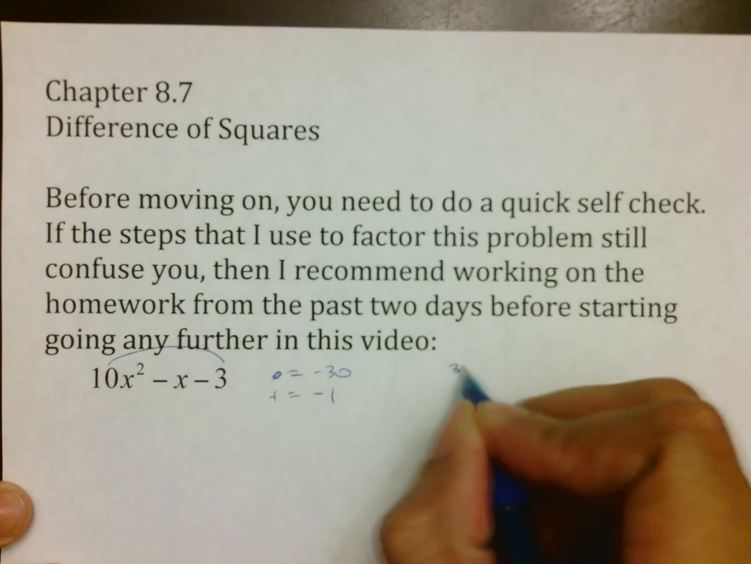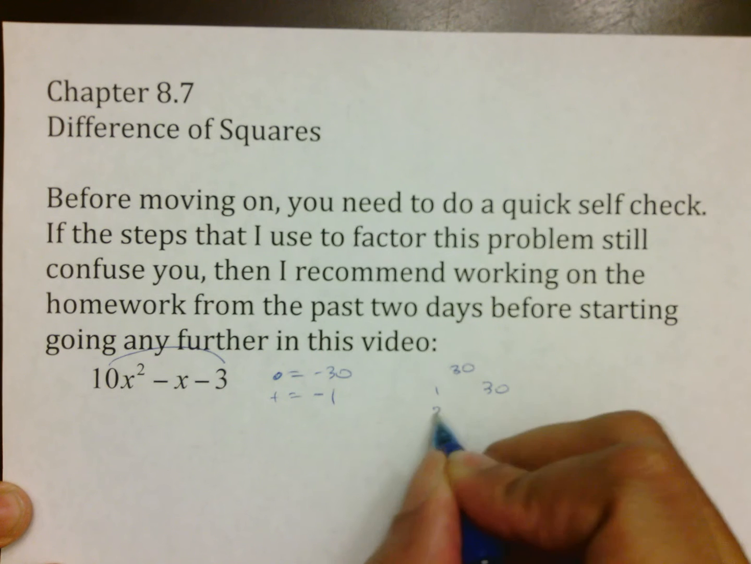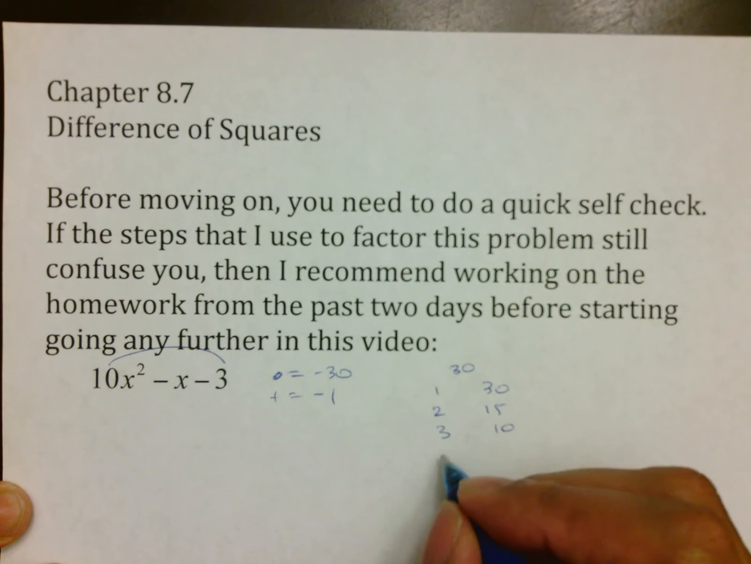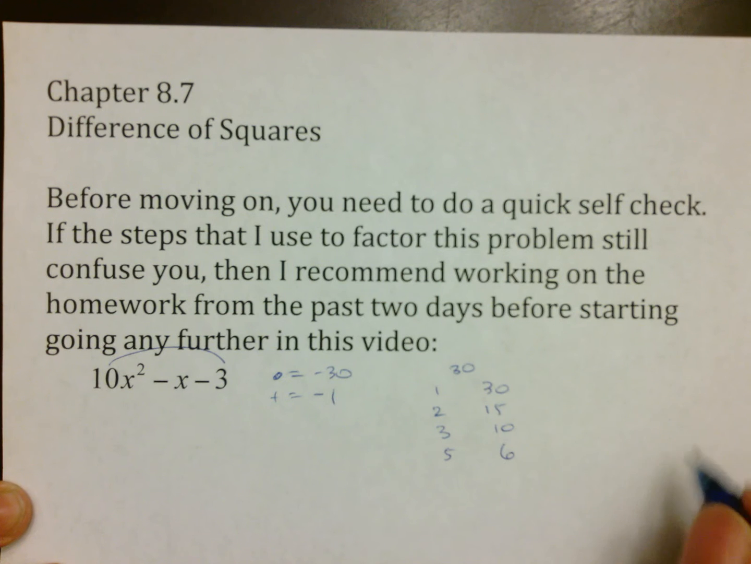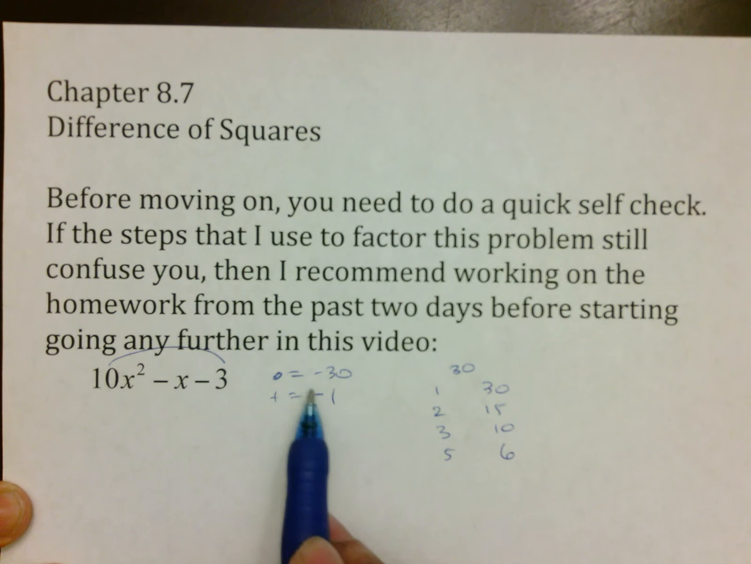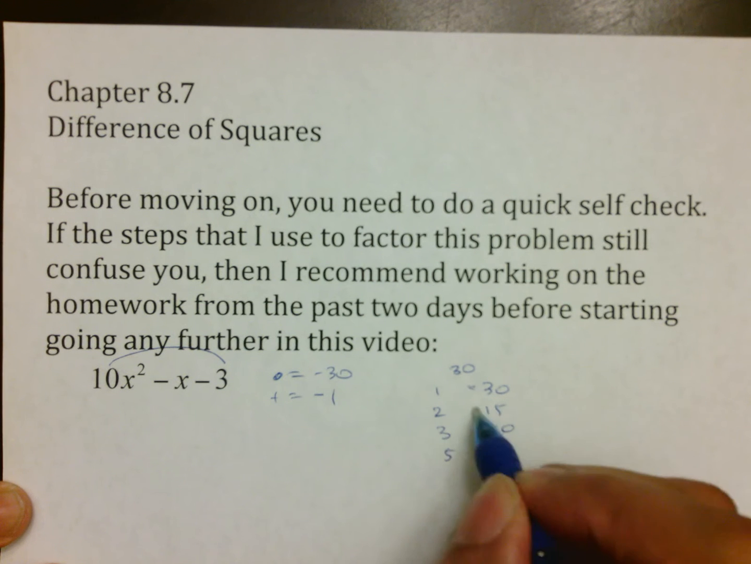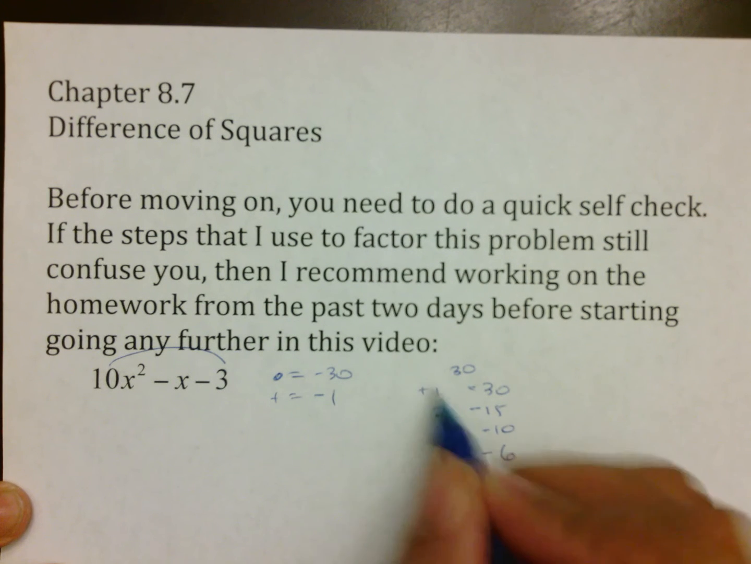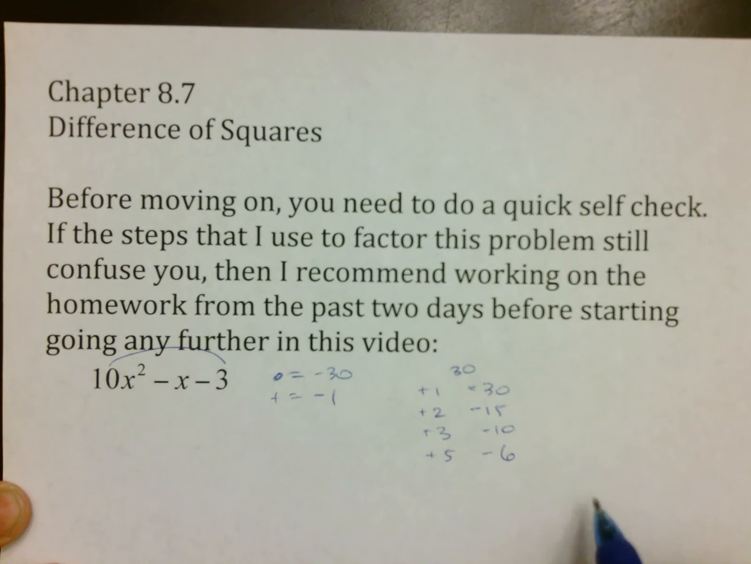We then make a tree for 30, which is 1 times 30, 2 times 15, 3 times 10, 4 no, 5 times 6. We then look at this and recognize that since it adds to make negative 1, my big side should be negative. And since it multiplies to make a negative 30, it means the signs are different, and the numbers that make negative 1 are 5 and negative 6.